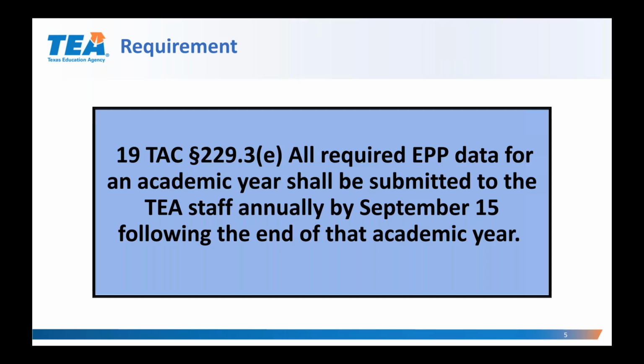This is a reminder that 19 Texas Administrative Code, or TAC, requires EPPs to report specific types of data each year by September 15th, following the end of that academic year. For your reference, that citation is 19 TAC 229.3(e). For more detail about the data that TEA is required to collect and that EPPs are required to report, see 19 TAC 229.3(f)(1) and the related figure.